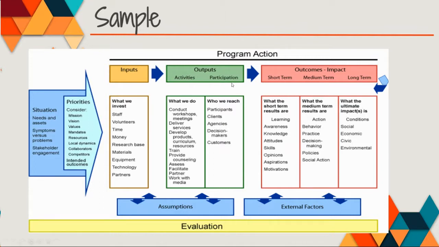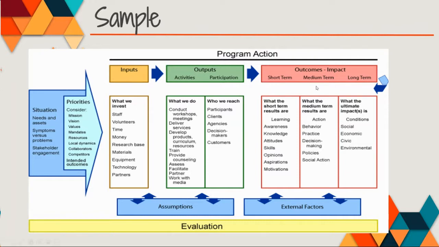As we move over to the right, you'll see participation is also included in the outputs because this describes the target population. You've seen that term quite a bit in the readings. The target population are the intended participants of a program. So who are the clients? Who are the customers of a program? Those would be listed here under the outputs, under participation.